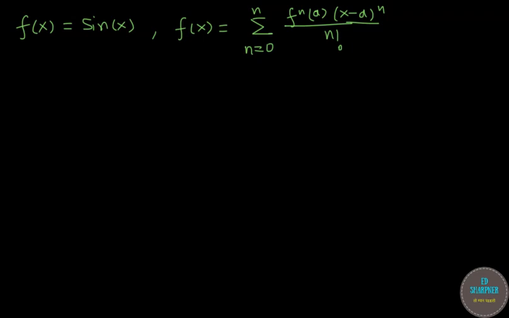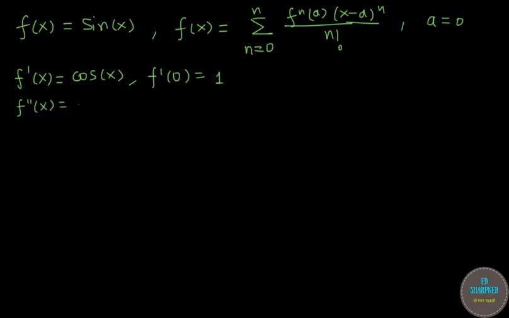And again, we will take the Taylor series about a is equal to 0, so we don't have to worry about the rest of the terms. So let us first find out first few derivatives of f of x at a is equal to 0. So f dash of x is basically cosine of x, and therefore f dash of 0 is going to be 1. Then we have f double dash of x is equal to minus sine x, and so f double dash of 0 is equal to 0, right?